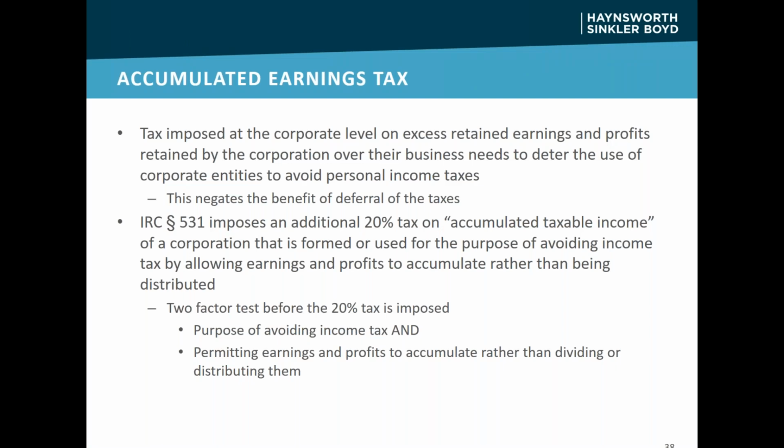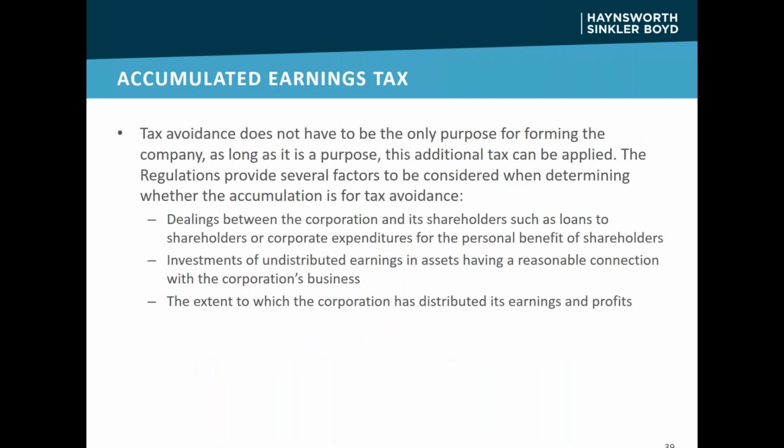And in order for that 20% tax to be imposed, there must be a purpose of avoiding income tax, and the company must permit the earnings and profits to accumulate rather than distributing them. We haven't really seen the IRS be too picky on this accumulated earnings tax, but you just want to make sure that the corporation is not hoarding a lot of money inside the corporation and not making distributions, but is using the money for things like making loans to shareholders or things that are not related to their business.